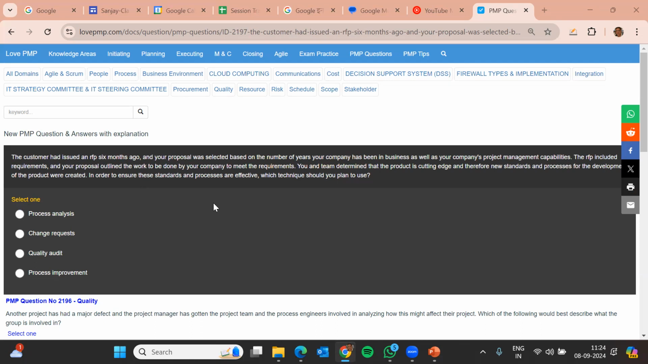Your proposal was selected based on the number of years your company has been in business as well as the company's project management capability. The request for proposal included requirements and your proposal outlined the work to be done by your company to meet the requirements. Your team determined that the product is cutting edge and therefore new standards and processes for the development of the product were created. In order to ensure these standards and processes are effective, which technique should you plan to use? Process analysis, change request, quality audit, and process improvement.